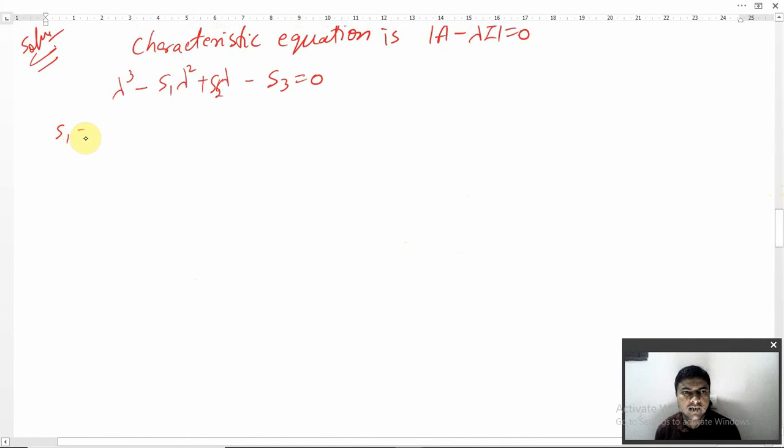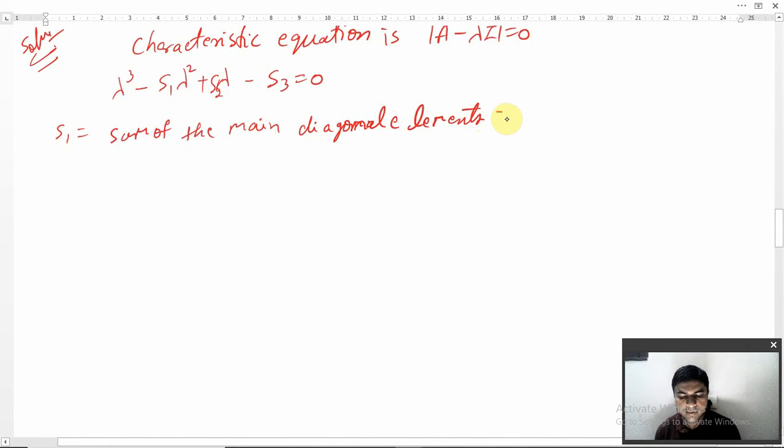Here we can see what is S1, S2 and S3. Yes, students, I will take S1 is equal to sum of the main diagonal, sum of the main diagonal elements. So please remember this, students. What is the main diagonal elements in this matrix?